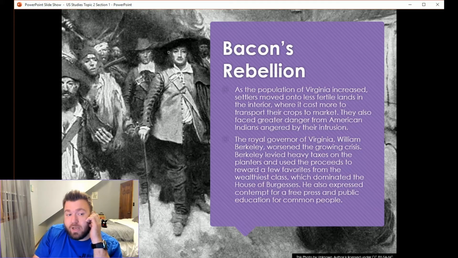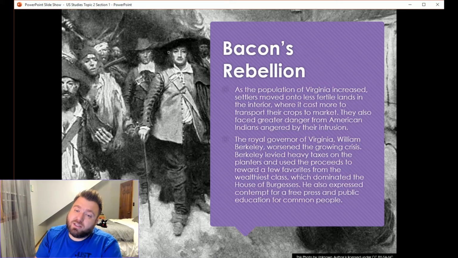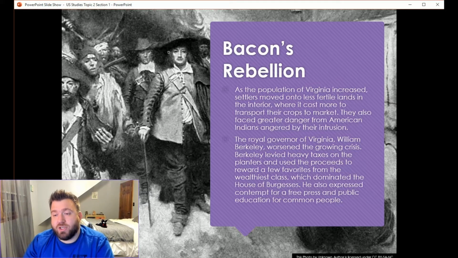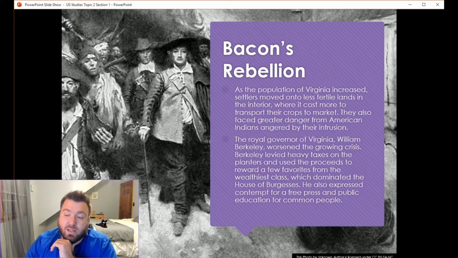Okay, next topic is Bacon's Rebellion. As the population of Virginia increased, settlers moved onto less fertile lands in the interior, where it cost more to transport their crops to market. They also faced greater danger from American Indians angered by their intrusion. The royal governor of Virginia, William Berkeley, worsened the growing crisis. Berkeley levied heavy taxes on the planters and used the proceeds to reward a few favorites from the wealthiest class, which dominated the House of Burgesses. He also expressed contempt for a free press and public education for common people.